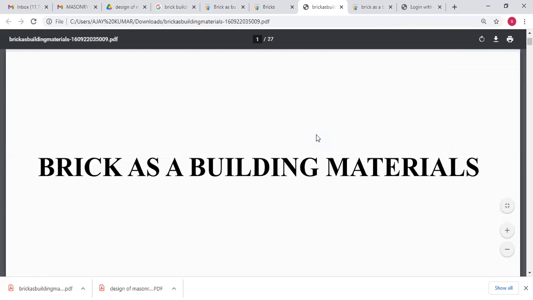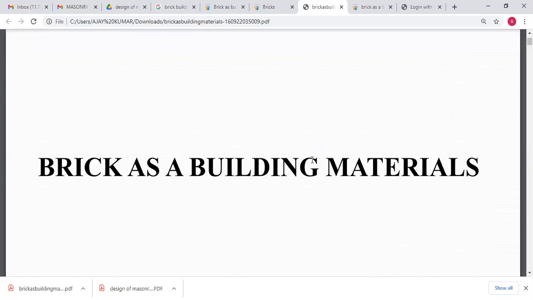I am continuing the topic on module 1, that is bricks. So, the topic masonry. First, we should know about the composition of the masonry. What are the materials used in the masonry? What are the ingredients used for the construction of the masonry? So, the first material is bricks.